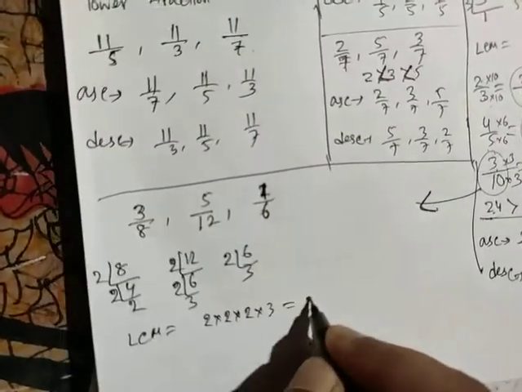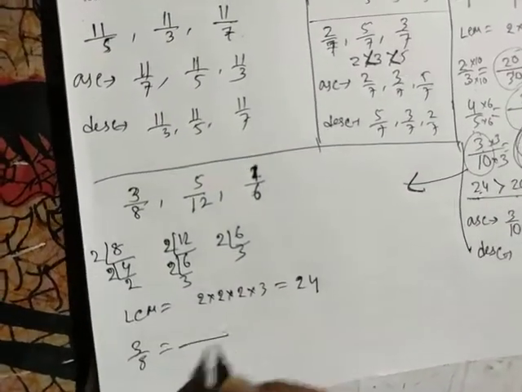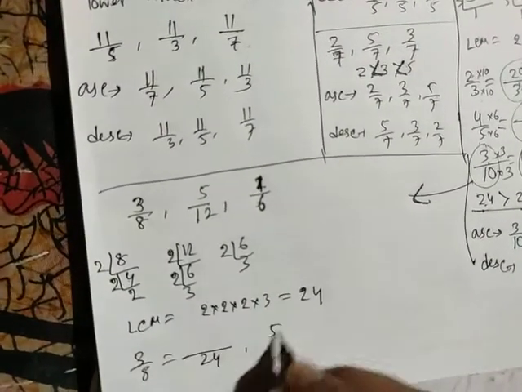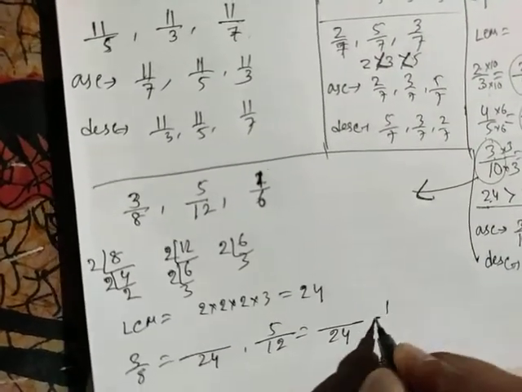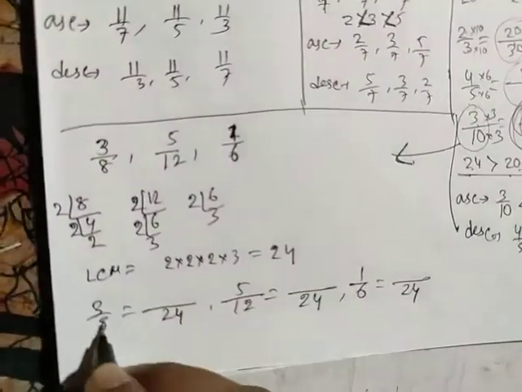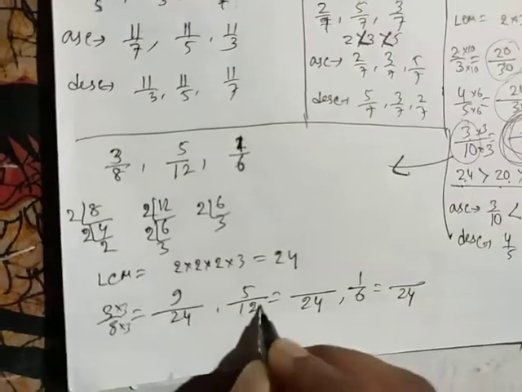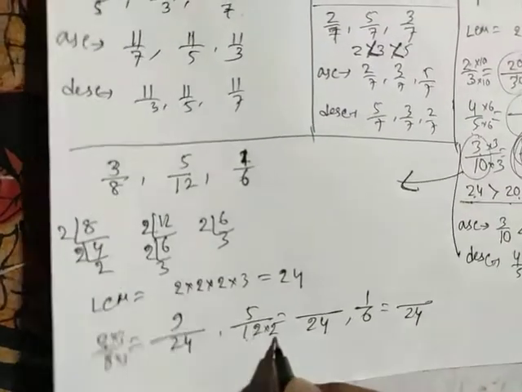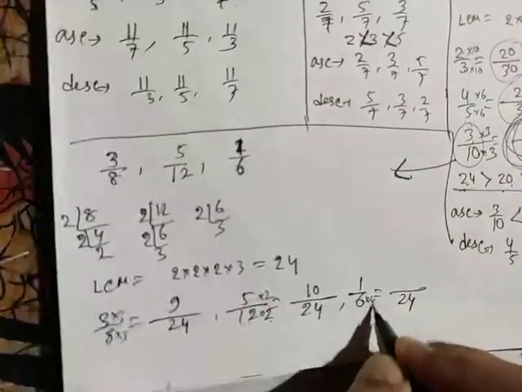So 2, 2, 2, 3 is 24. So this is the LCM. Now write 3 upon 8 is equal to dash upon 24. Next 5 upon 12 is equal to dash upon 24. Next 1 upon 6 is equal to dash upon 24. Now 8 into 3 is 24, so 3 into 3 is 9. 12 into 2 is 24, so 5 into 2 is 10. Next 6 into 4 is 24, so here also 4.